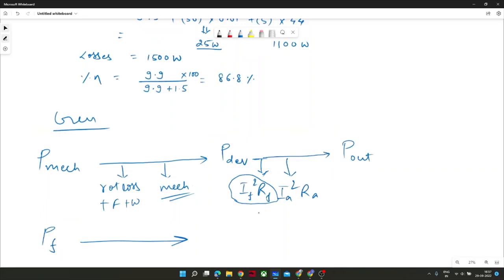Is it fine, Abhishek? Yes, but where will iron loss be considered if it occurs? Okay, you are asking about iron losses. Yes. When does iron loss occur? You tell me.